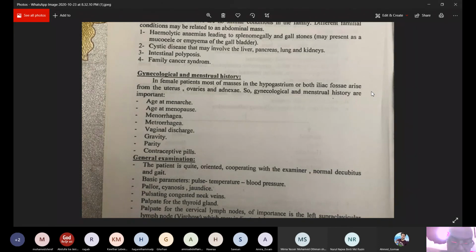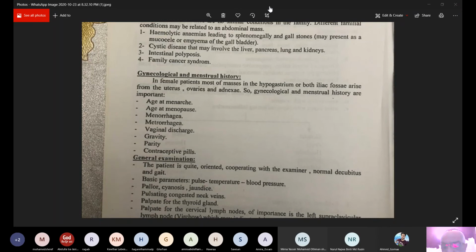You ask about the age of menarche, that's the beginning of menstruation. Any abnormalities in the menstrual cycle, menorrhagia, an increase in the amount, and an increase in the duration of the menstrual cycle, more than 3 to 5 days, presence of any vaginal discharge. Then you ask about her gravidity and parity, that are the number of pregnancies and the number of labors.